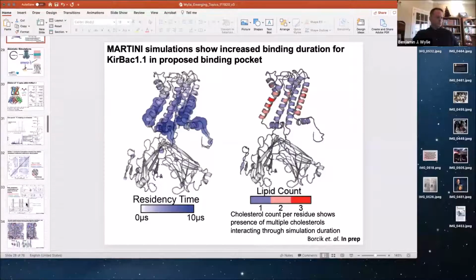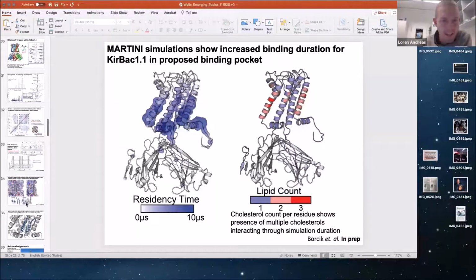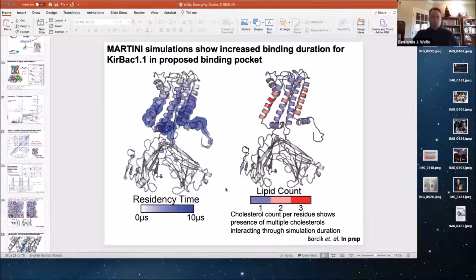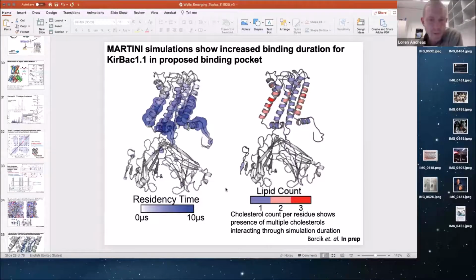Okay, thank you. And on the same slide, I'll ask another thing. The KirBact 1.1, if I got it right, is bacterial, right? Mhm. So most bacteria don't have much cholesterol. Some get it from host systems, but then what is the role of cholesterol for the bacterial homologue here?